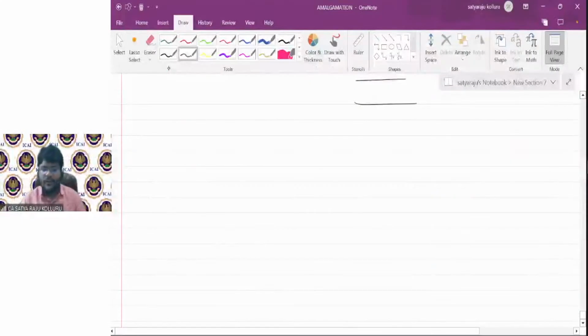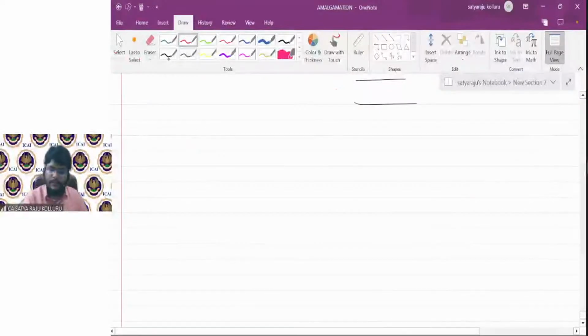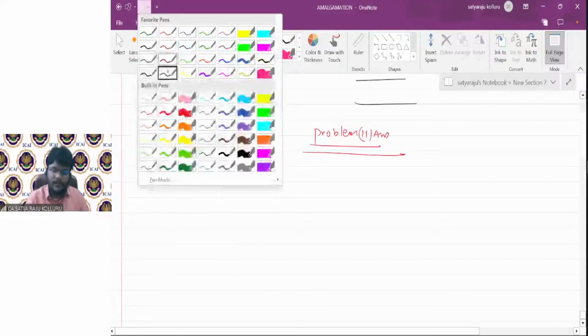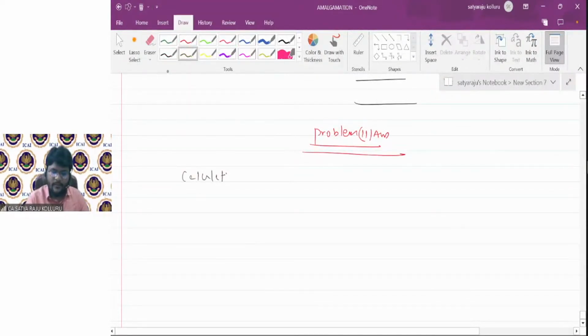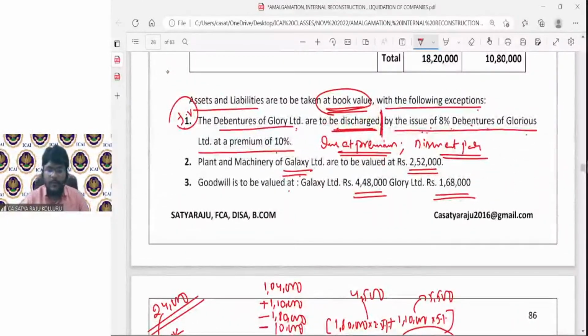For that, first of all, you should know one thing, guys. What is problem number 11? PC you need to calculate. Now my question is, which method of PC is applicable here? All of you please reply with your answer. If you are able to think in the right direction, then you can definitely give a good answer in the exams, no doubt.